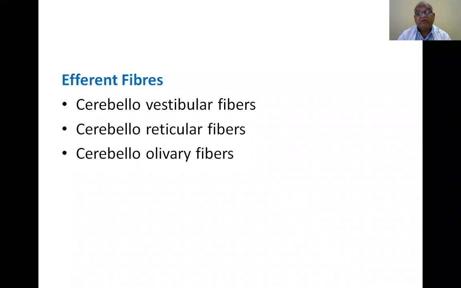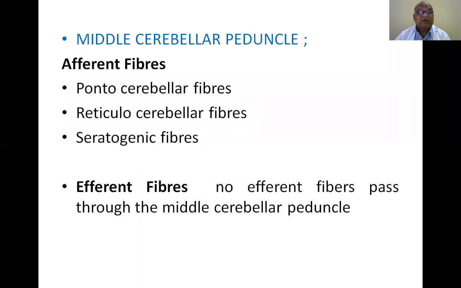So, the middle cerebellar peduncle gives only afferent fibers. There are no efferent fibers in the middle cerebellar peduncle. Middle cerebellar peduncle afferent fibers: pontocerebellar fibers, reticulocerebellar fibers, cerebrocerebellar fibers. No efferent fibers pass through the middle cerebellar peduncle.